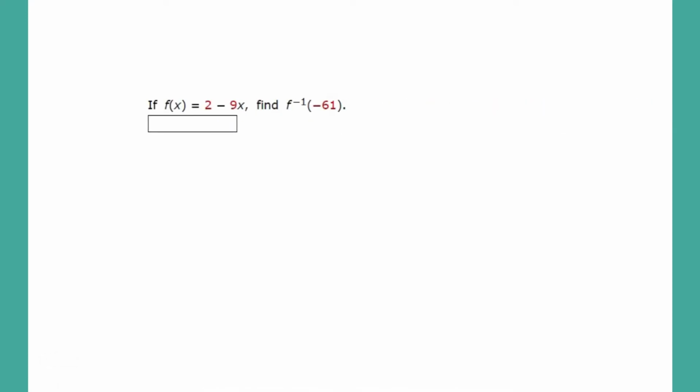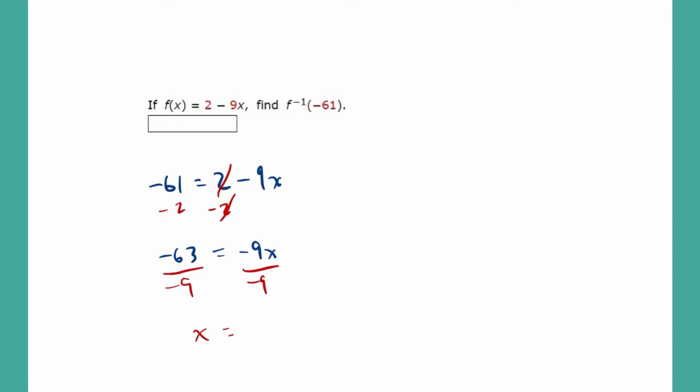Okay. For this one, there's a couple ways we could do this one. We could first find the inverse function and then substitute negative 61, or we can just use our knowledge that the input of the inverse function is the output of the regular function. So I'll do it that way. So negative 61 becomes your y-coordinate of the f function. So you just put that in here, and then you have to solve for x. So to solve for x, subtract 2, we get negative 63, negative 9x, divide by negative 9, and there we have it. X is equal to 7.